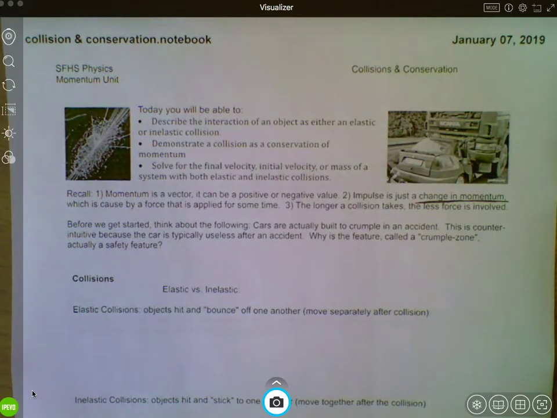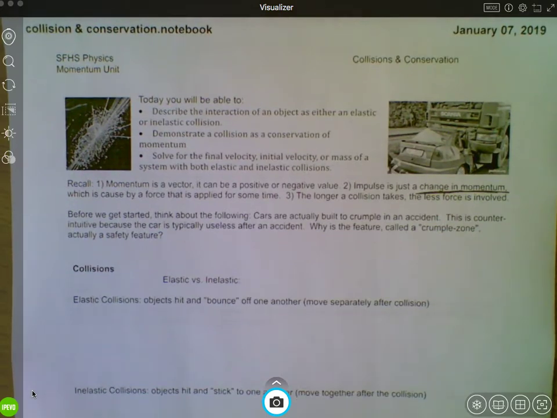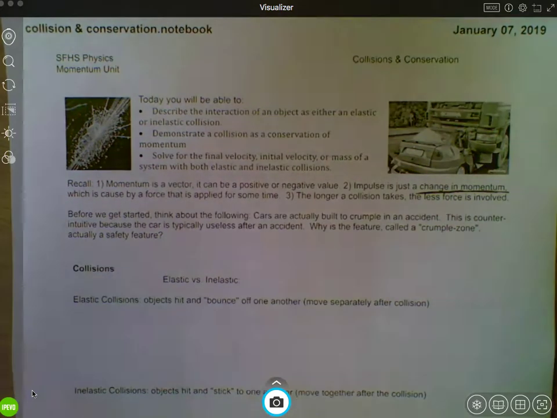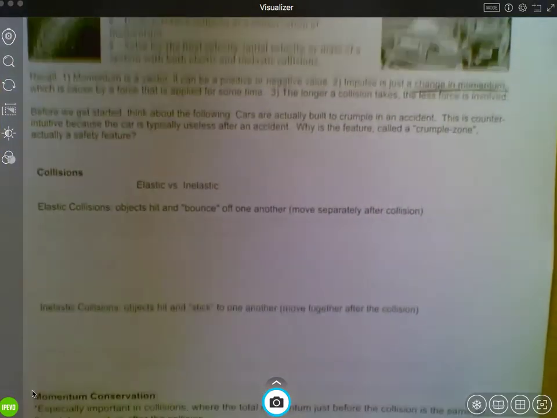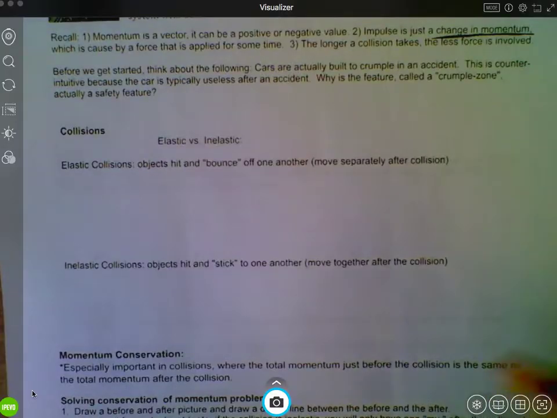So before we get started, think about the following. Cars are actually built to crumple in an accident. This is counterintuitive because the car is typically useless after an accident. Why do you think the feature called the crumple zone is actually a safety feature? Take a couple seconds, pause the video, think about that for a minute, and then come back when you're ready. All right, so hopefully you had a second to think about that.